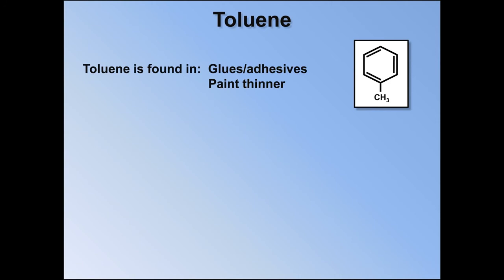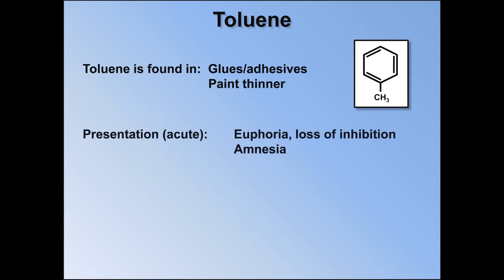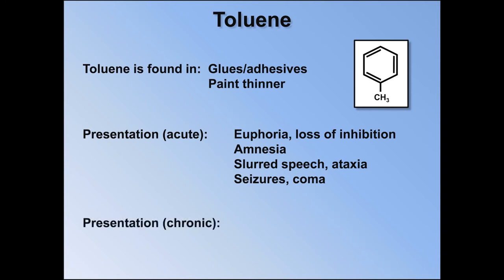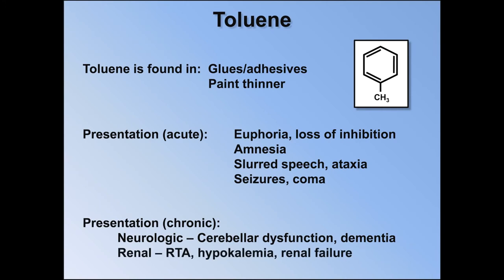Its prominent acute effects are euphoria, loss of inhibition, and amnesia. In higher doses, it can result in slurred speech, ataxia, seizures, and coma. In chronic abuse, patients can develop cerebellar dysfunction and dementia, as well as renal tubular acidosis, profound hypokalemia, and renal failure.